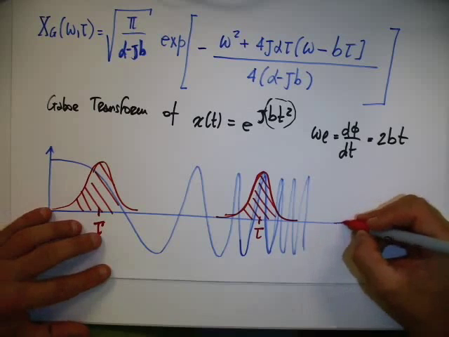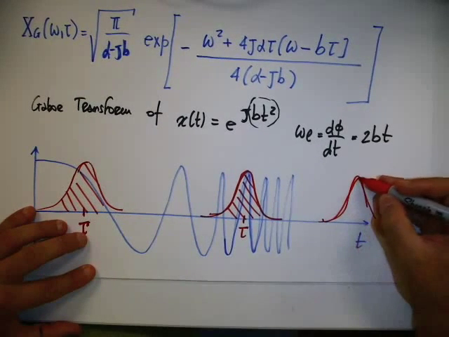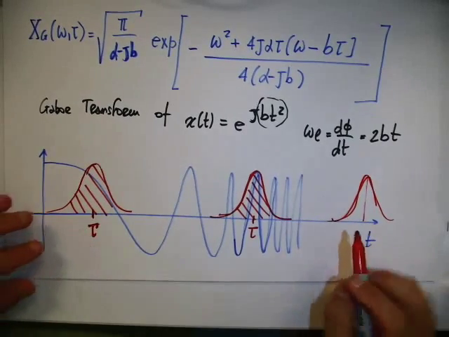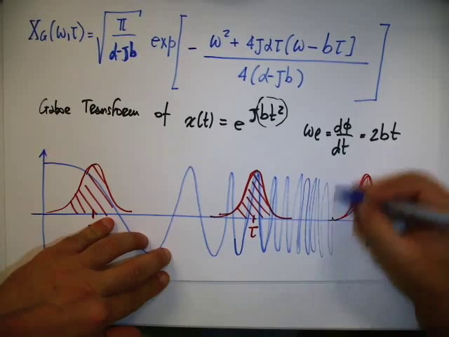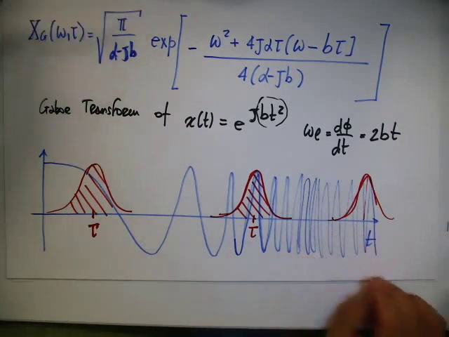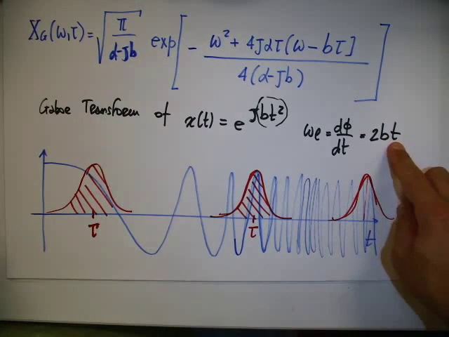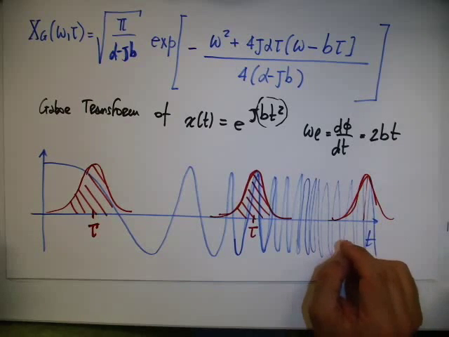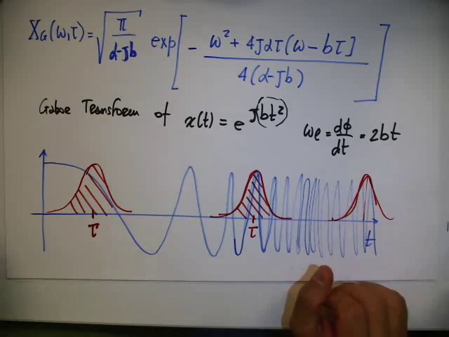And so for very large time, the accuracy becomes better and better, because the frequency becomes larger and larger. When t becomes very, very large, the local frequency is very, very large, and so this window is going to be almost like an infinite window.